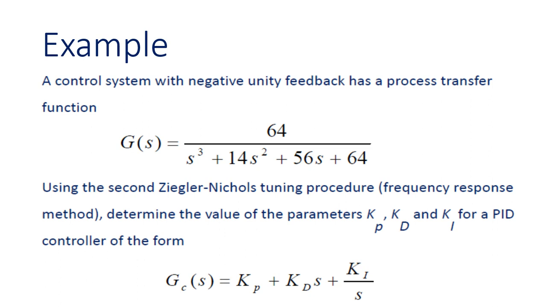Now let's consider an example. We have a control system with negative unity feedback, with a process transfer function that is 64 divided by s cube plus 14 s square plus 56 s plus 64. Using the second Ziegler-Nichols tuning procedure, that is the ZN tuning frequency response method, determine the values of the parameters Kp, Kd, Ki for a PID controller of this form. Now this is the basic question we have to answer.